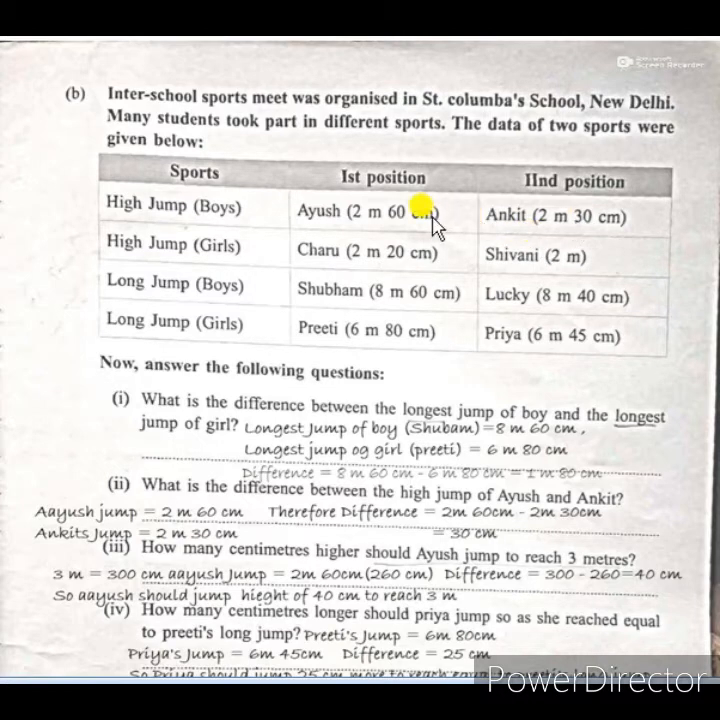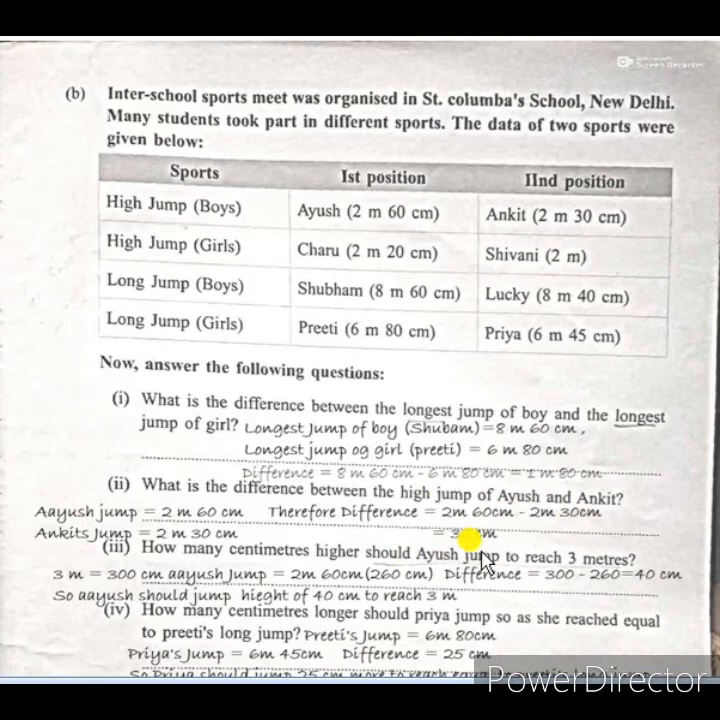So to find the difference, here also we have to subtract the second positions. That means subtract 2 meter 30 centimeter from Ayush's jump, that is 2 meter 60 centimeter. So 2 meter 60 centimeter minus 2 meter 30 centimeter, we will get the answer 30 centimeter. So what is the difference between the high jump of Ayush and Ankit? The difference between Ayush and Ankit's jump is only 30 centimeter.